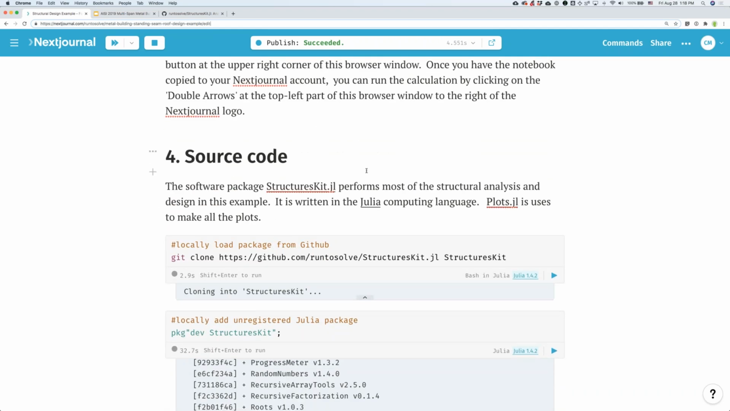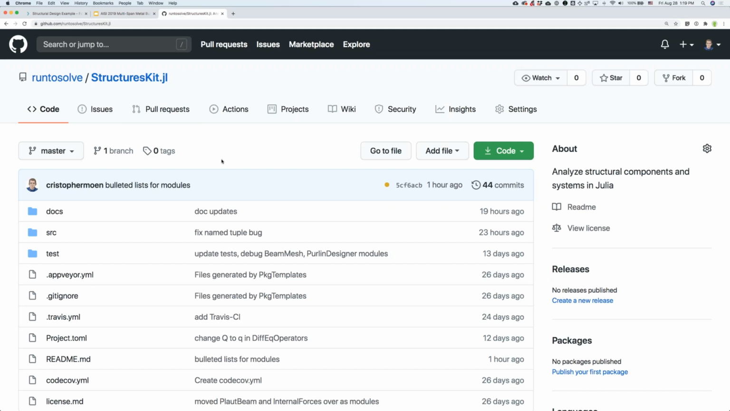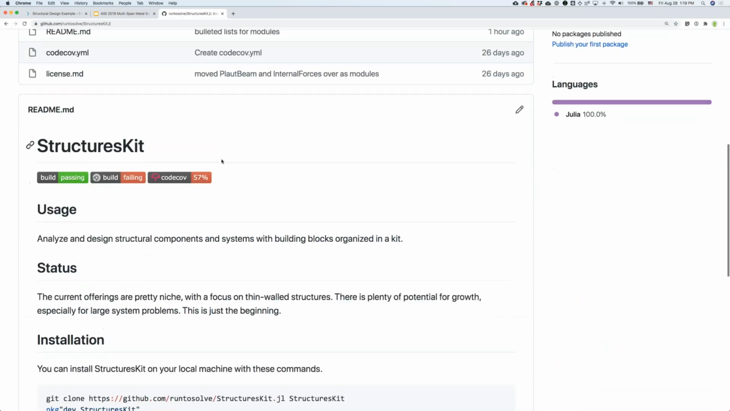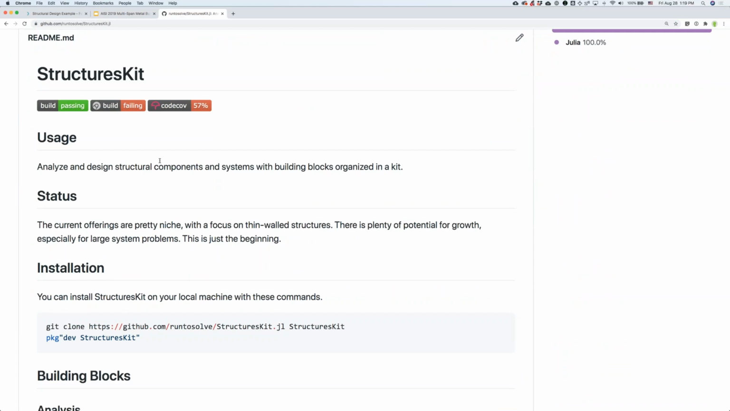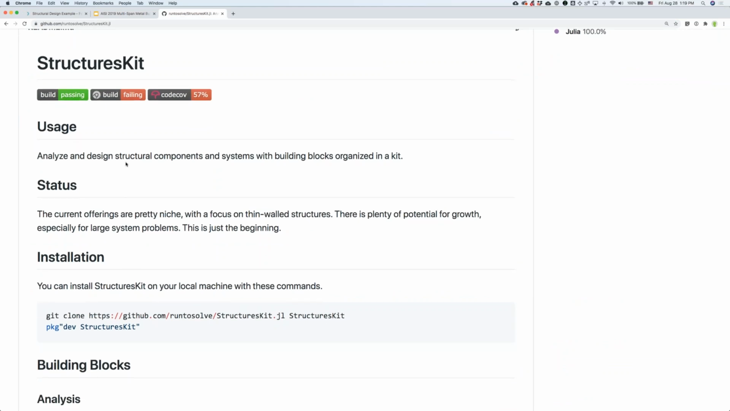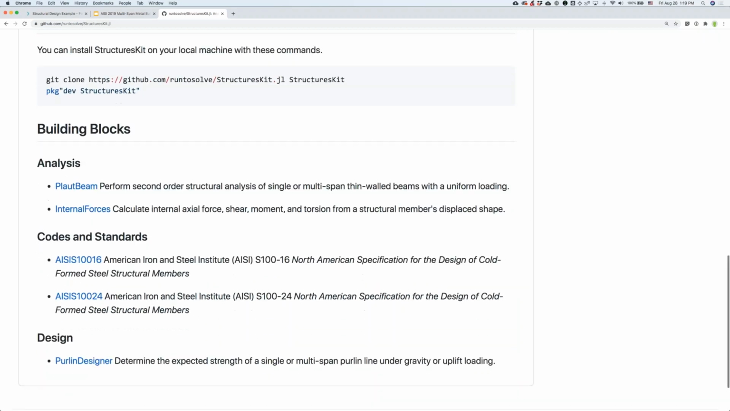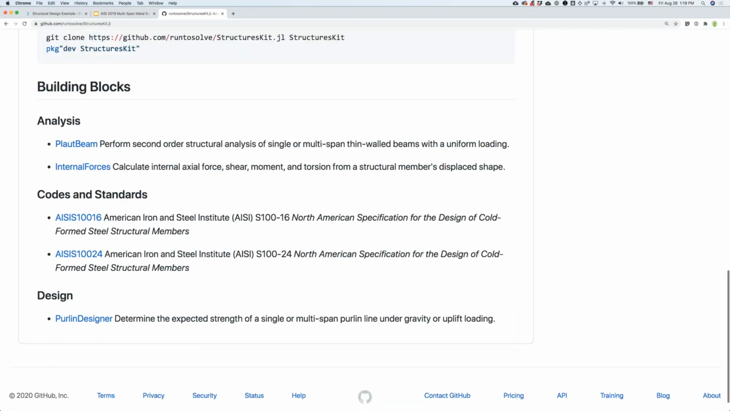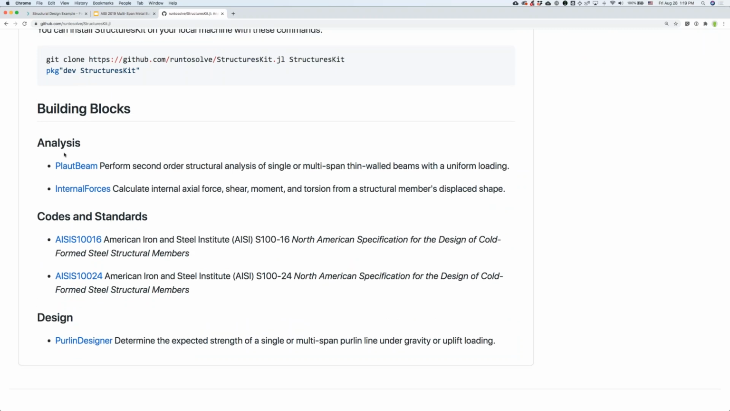The source code for this, at least the core part of it, was developed for or motivated by this project. The software package that we're using is structureskit.jl, and I sent you a link to it. It's hosted on GitHub, and there's some information here on usage and installation, and then it's organized into building blocks. Right now we just have a few building blocks here, but all of these are used in this example.